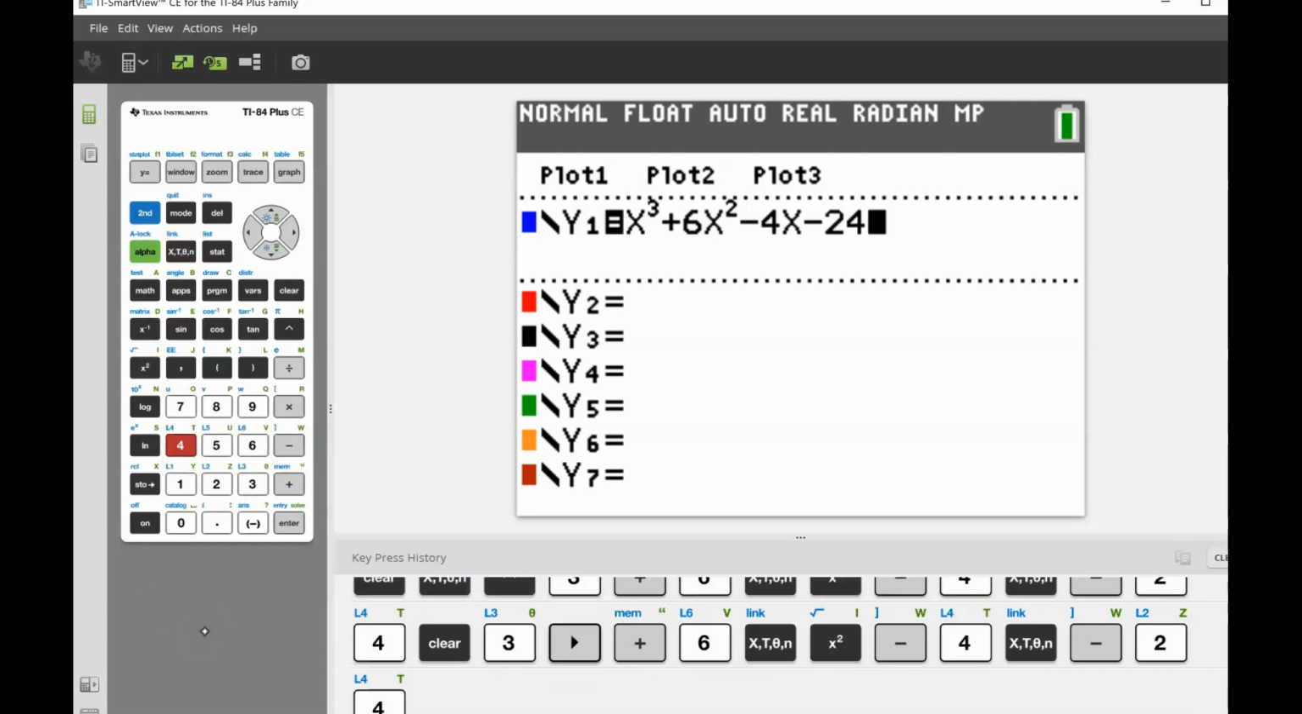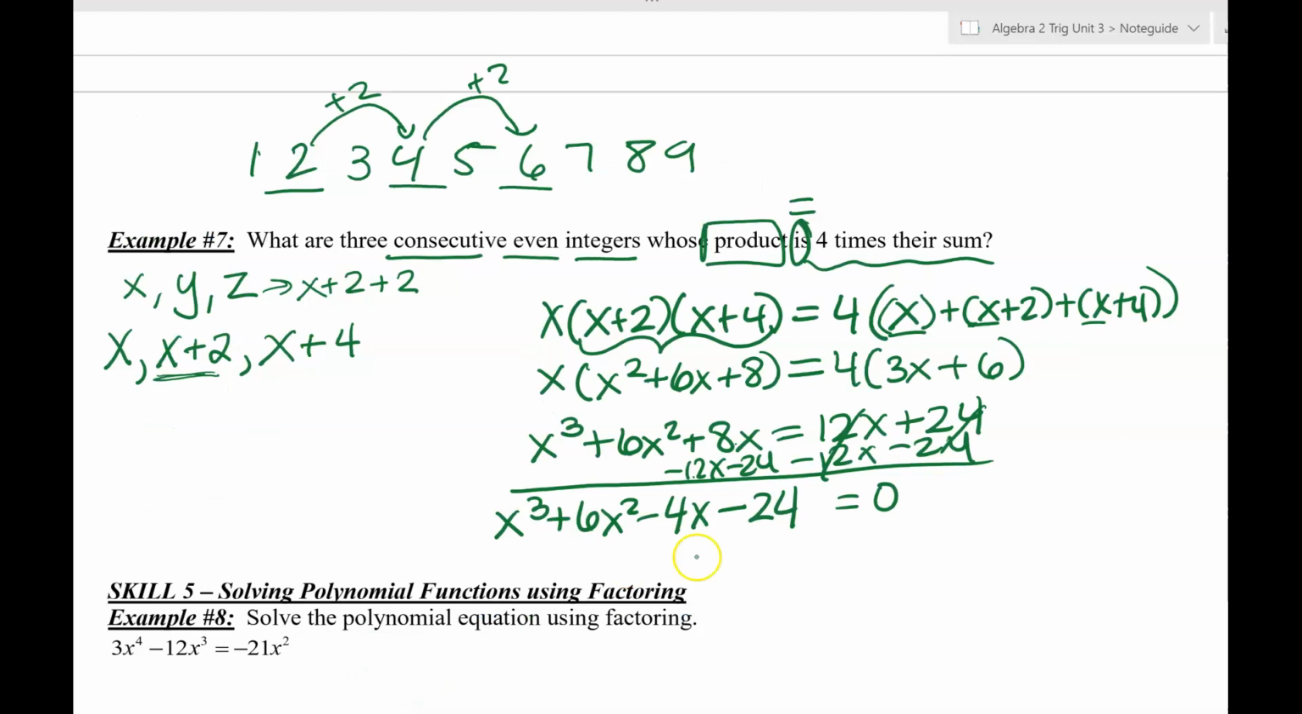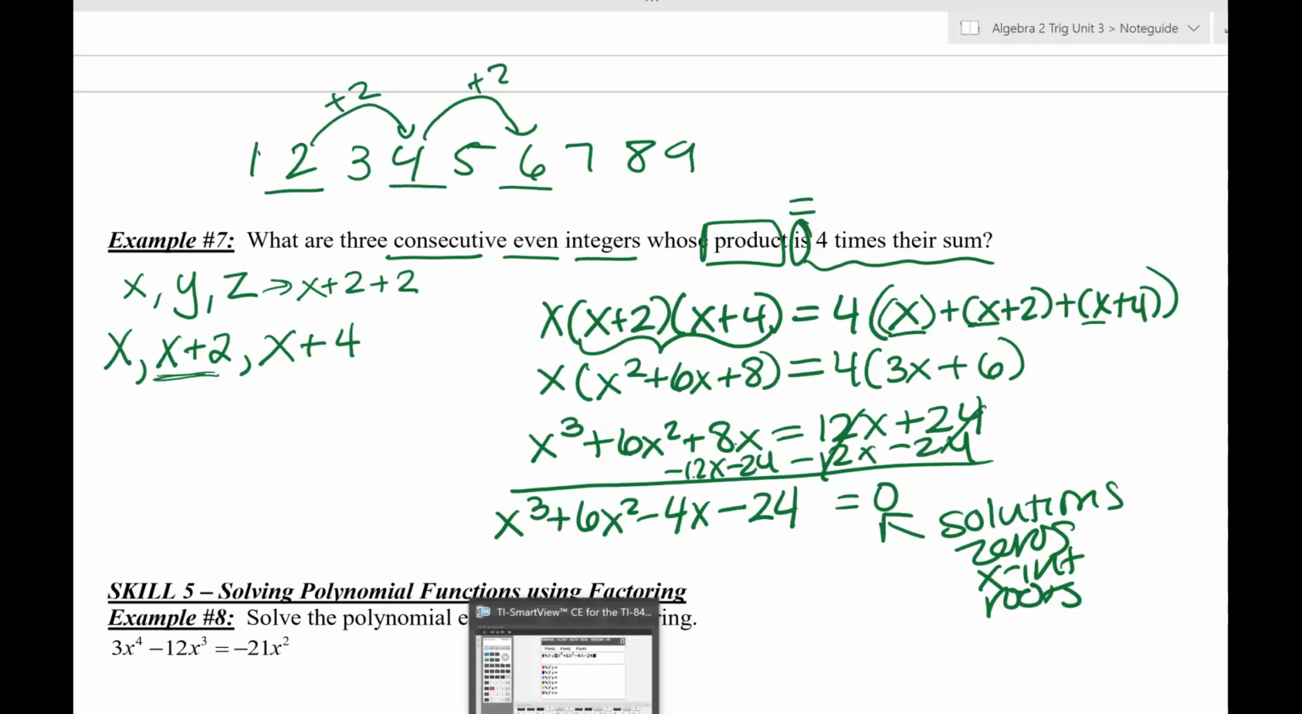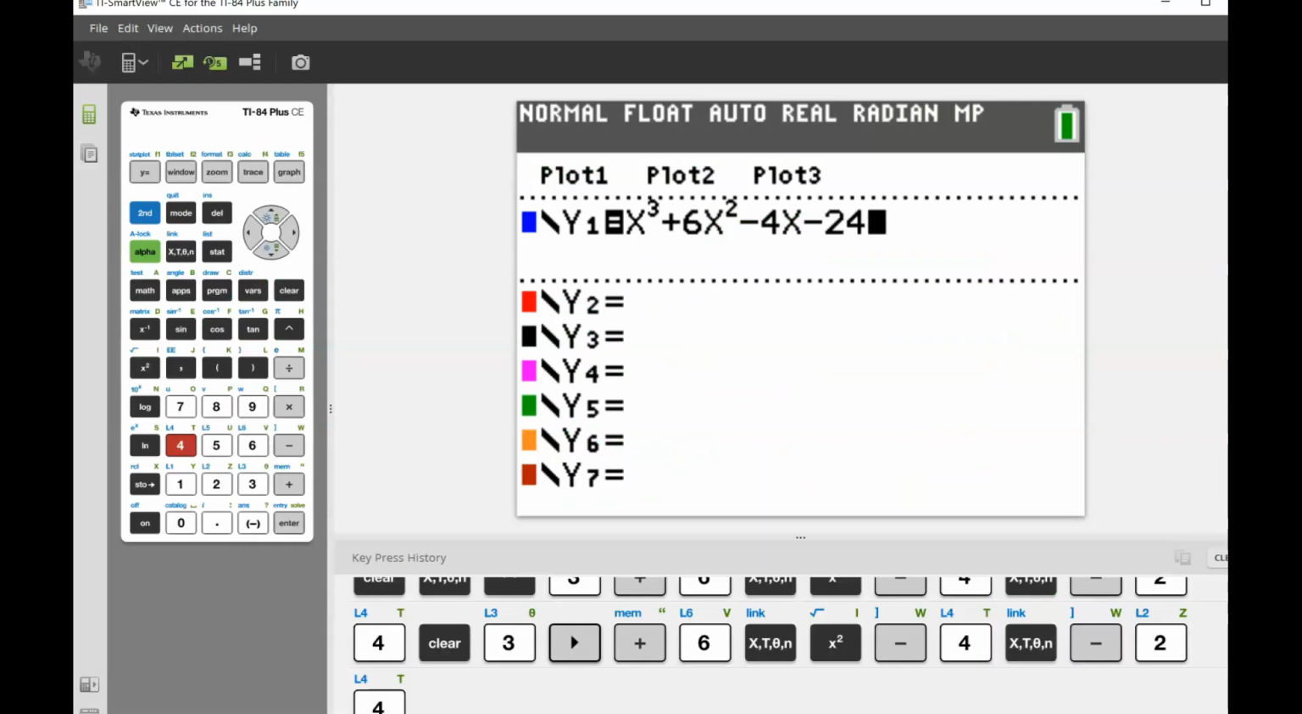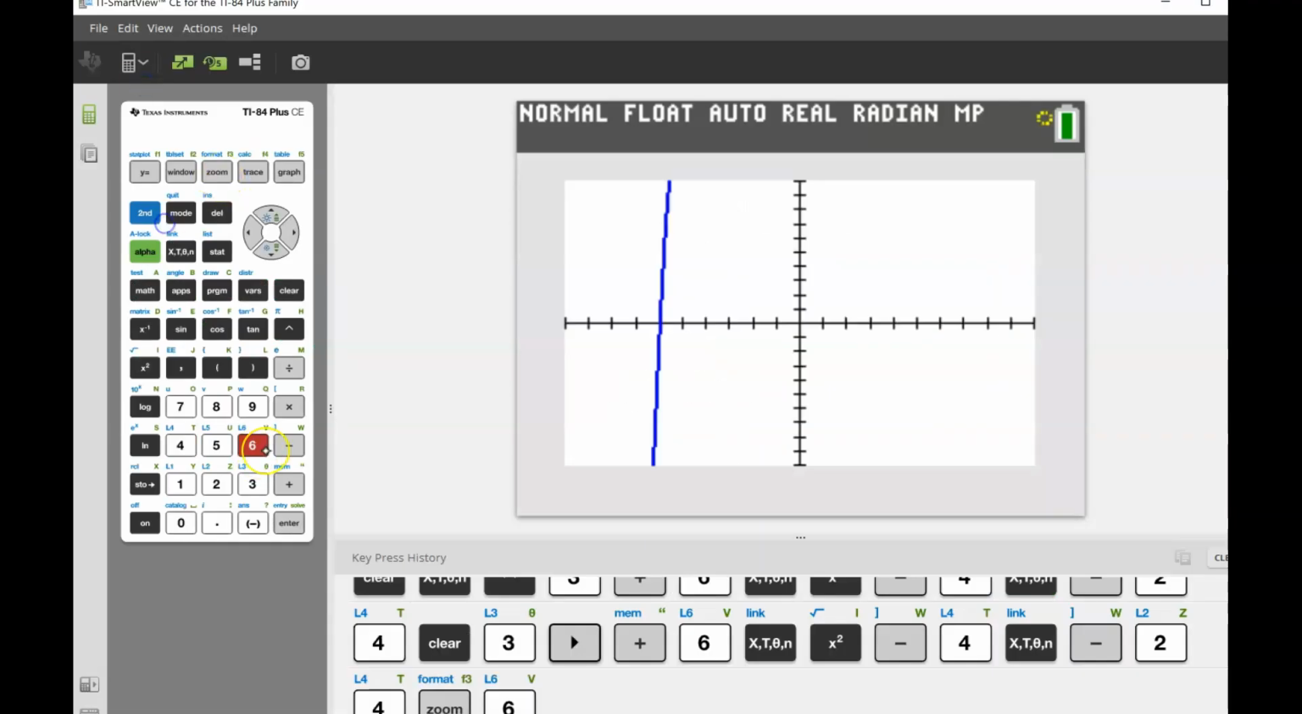Okay, so now we have the polynomial, but you have to know what you're doing. Look back at our paper. We want to know when this polynomial equals 0. We are looking for solutions, zeros, x-intercepts, roots, those words that all meant the same thing. We're looking for those here. So let's zoom standard and see if we can see the graph. There it is. Those are actually all of the roots because there would only be 3 of them max because I know that it's a cubic.